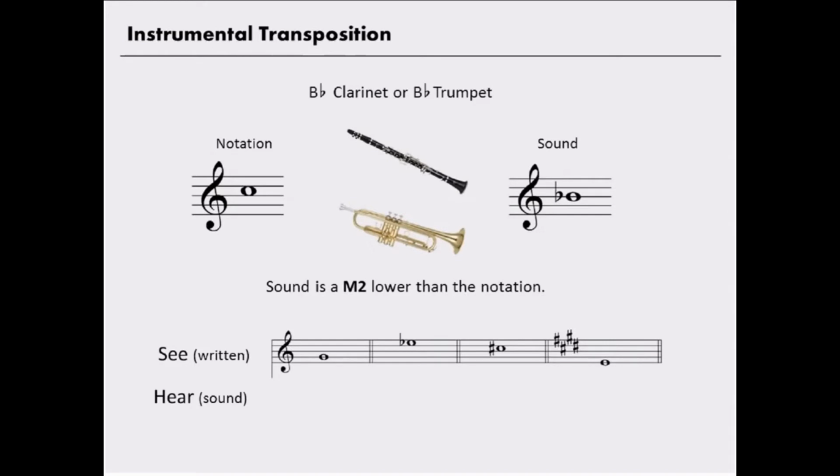And so a written G will sound like F. A written E flat would sound like D flat. A written C sharp would sound like B. If we saw music notated in the key of E, it would sound in the key of D.